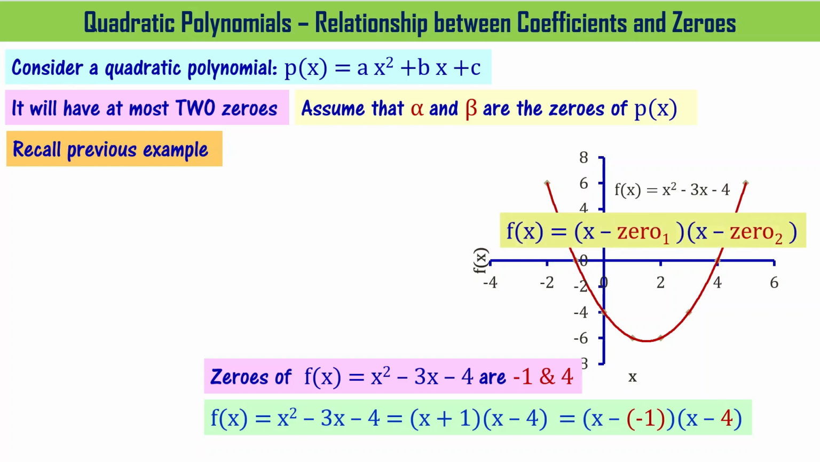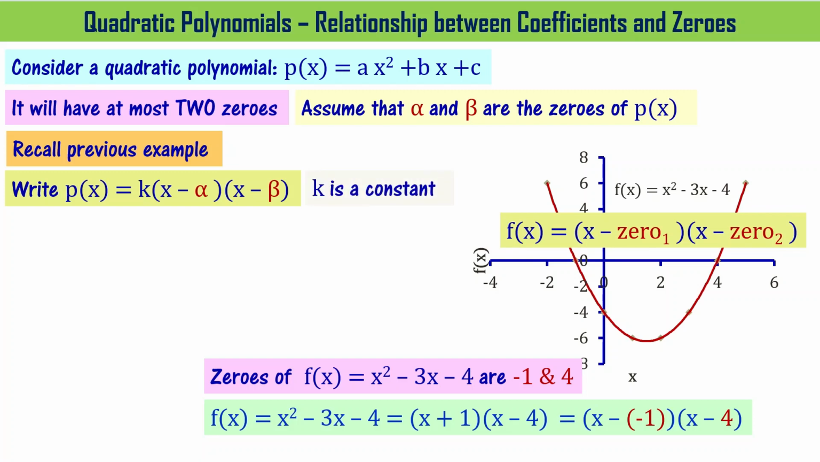It means f of x can be written as x minus first 0 times x minus second 0, right? If that is the case, since I have said that alpha and beta are the zeros of p of x, I can write p of x as x minus alpha times x minus beta, right? Instead of writing just like this, I write p of x as k times x minus alpha times x minus beta, where k is a constant. Please take a note of this. This is done for convenience sake.